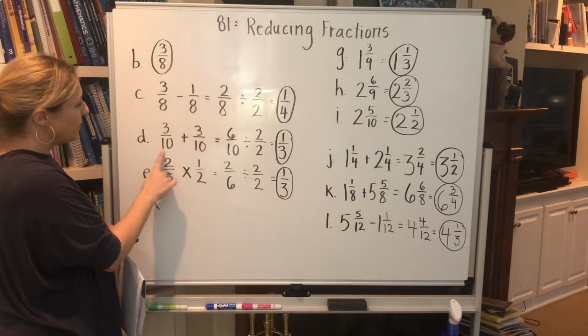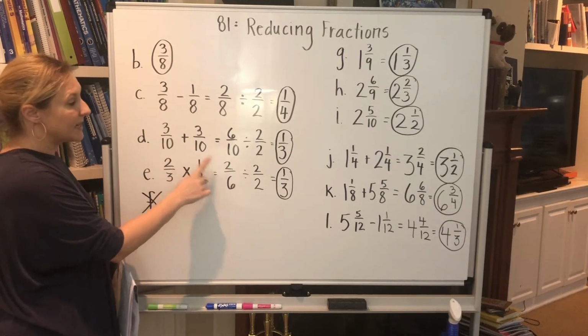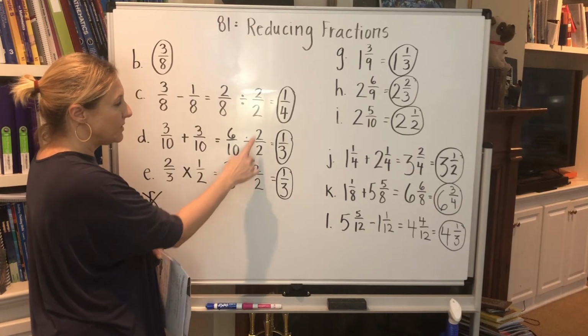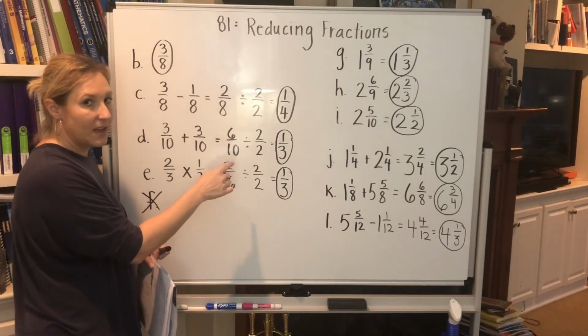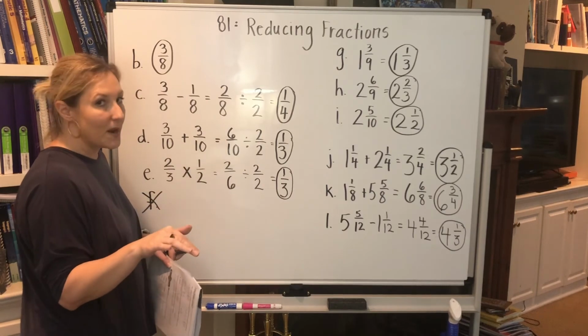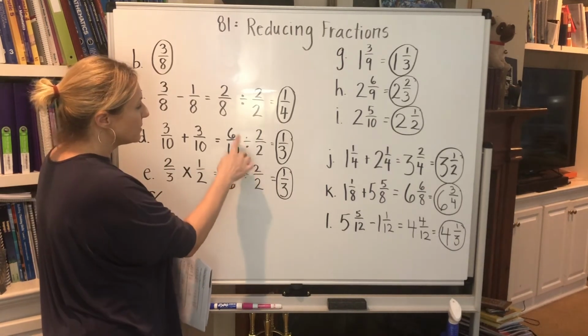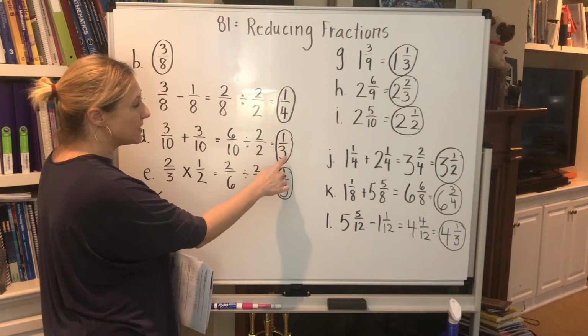D, 3/10 plus 3/10 is 6/10, and 2 is the greatest common factor. Both of these numbers are even, so we know that 2 will always go into even numbers. So we divide the top and the bottom by 2 to get 3/5.